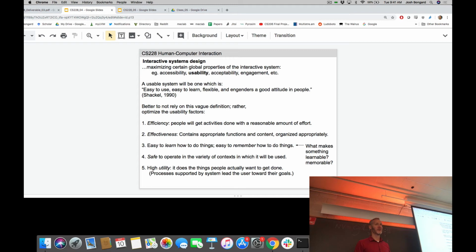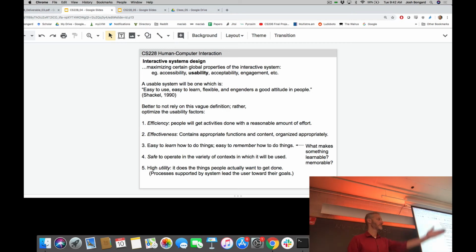Other examples of interdependencies here? If you have something that's super specialized, in order for it to be effective, it probably is not going to be easy to learn. Absolutely, right? So we want to help our user carry out a new task efficiently, but it's a very new kind of thing that people aren't very used to doing.